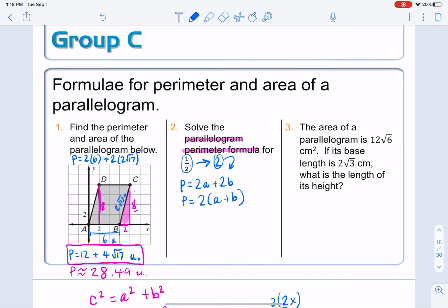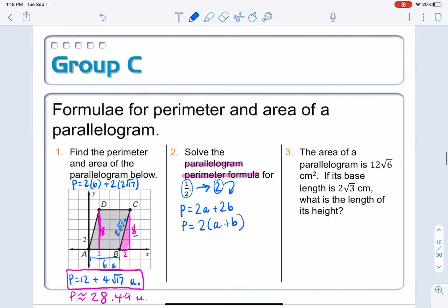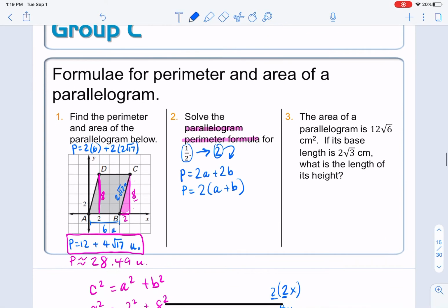Right? And remember, like the perimeter formula for a rectangle, you sometimes write that as 2 lengths plus 2 widths, or you can write it as 2L, parentheses L plus W. It's the same exact thing, right? It came from just using the distributive property backwards.